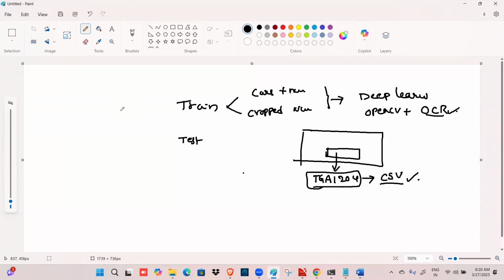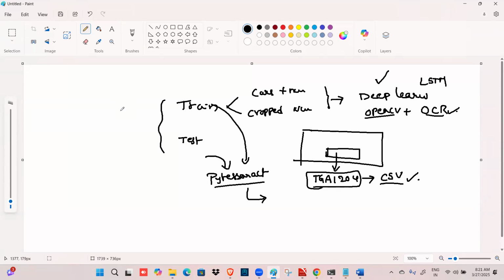There is one tool directly available, PyTesseract. If you apply this data to Tesseract, it will directly give the answers. But they asked to develop an application, so use a deep learning model. In this, we used a deep learning model like LSTM, and also OpenCV with YOLO, You Only Look Once, and then after that, optical character recognition.